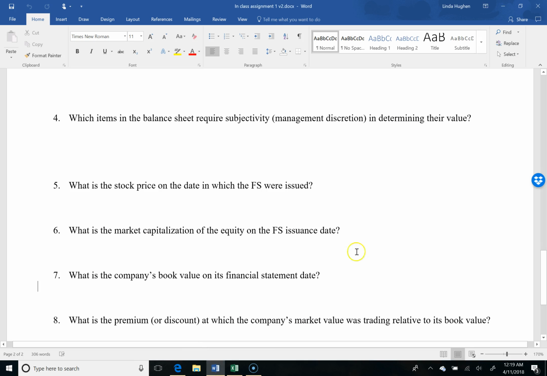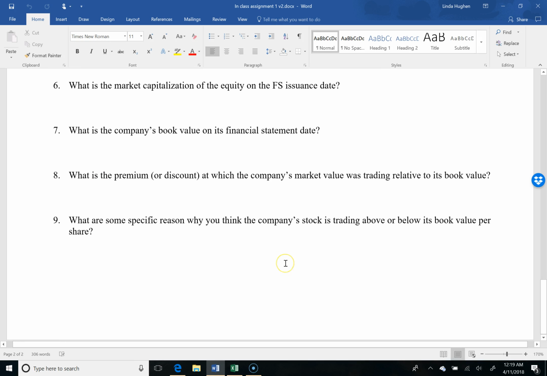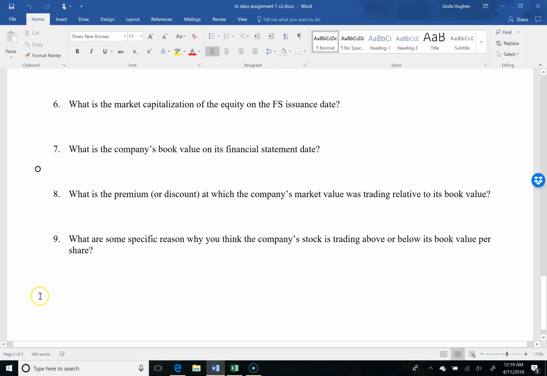As we continue down our worksheet, question 8 asks, what is the premium or discount at which the company's market value was trading relative to its book value? So again, we saw that market value was about $39 billion, and book value was less than $1 billion. So we can see quite a dramatic premium. Question 9 asks, what are some specific reasons why you think the company you're analyzing, its stock is trading above or below, in some cases, its book value per share? I'm going to hold off on answering that question for Kimberly Clark. I'd like to see what you come up with. And in the next video, I'll return to the textbook and work through some of the problems from there.